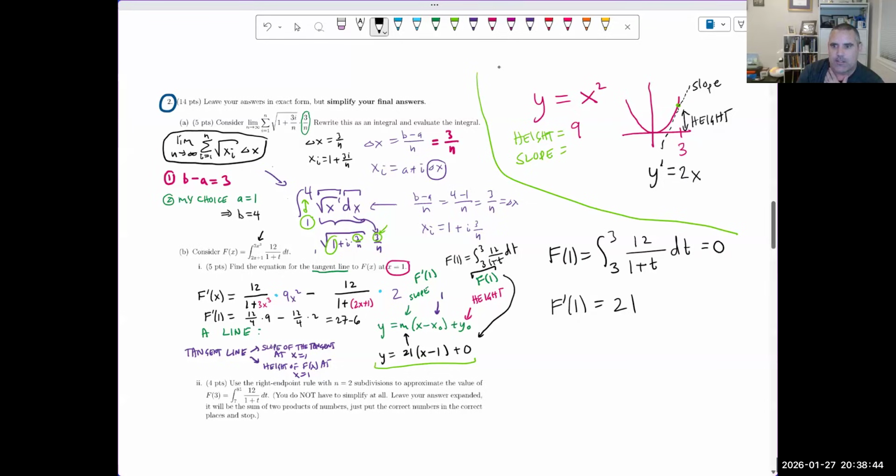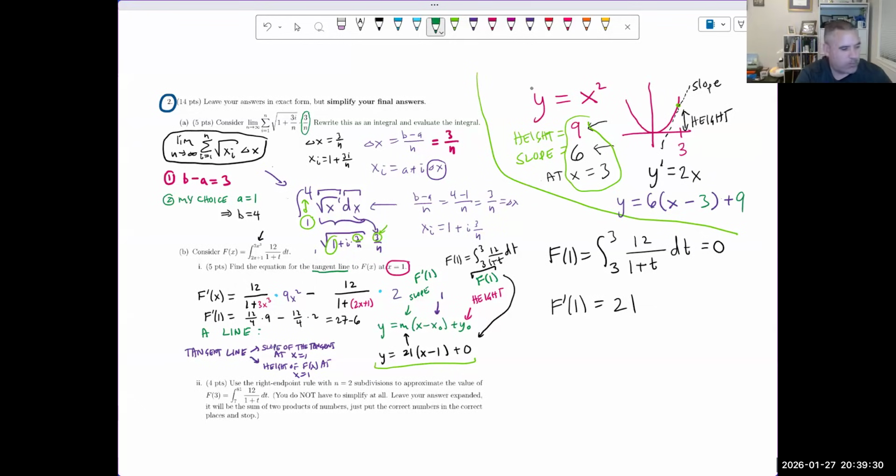The derivative is 2x, so the slope, now what's the slope? 6. And so the question is, how do you give the equation of a line that has height 9 and slope 6 at x equals 3? If you wanted to actually graph that line in Desmos, you'd have to encapsulate all of this information. And that's what the tangent line does. It says the slope is 6 and it goes through the point 3, 9.